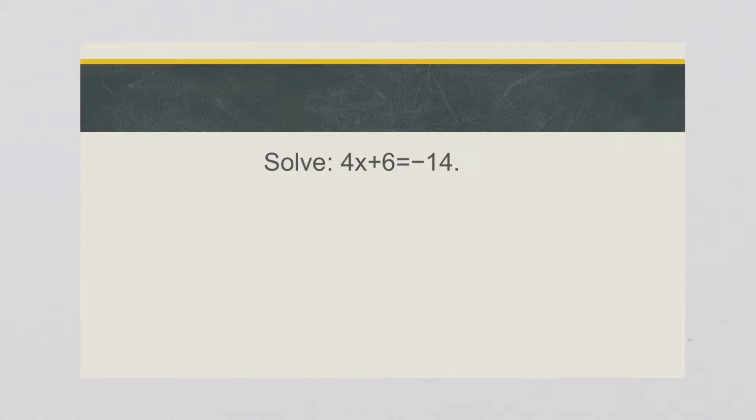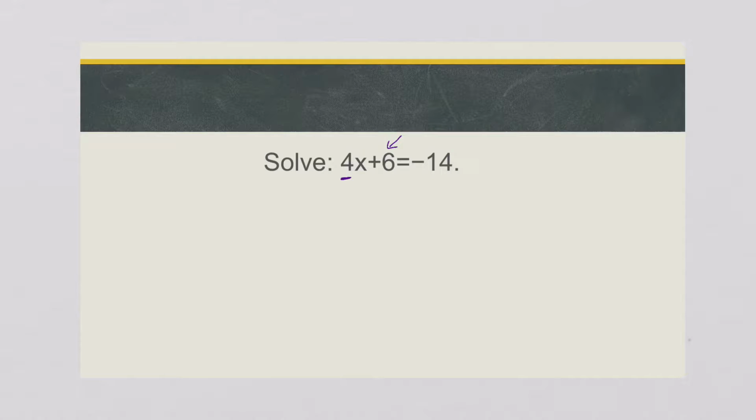Let's start off with a little bit of a review. 4x plus 6 equals negative 14. So we have to look at this and see what's happening to our variable. Well, it's being multiplied by 4. It's also being added by 6. So here's what you want to do in order to solve these equations where you have more than one operation going on. You want to undo addition and subtraction before you undo multiplication and division.